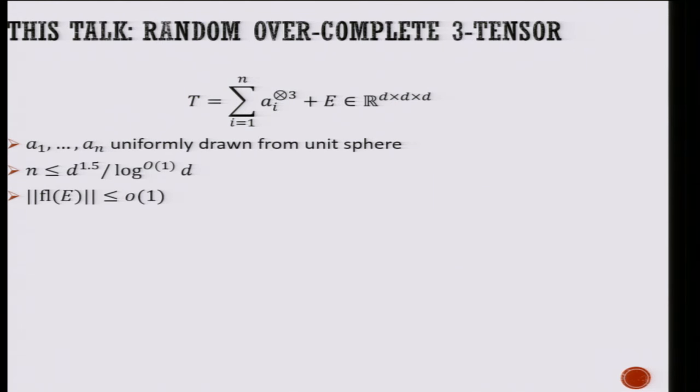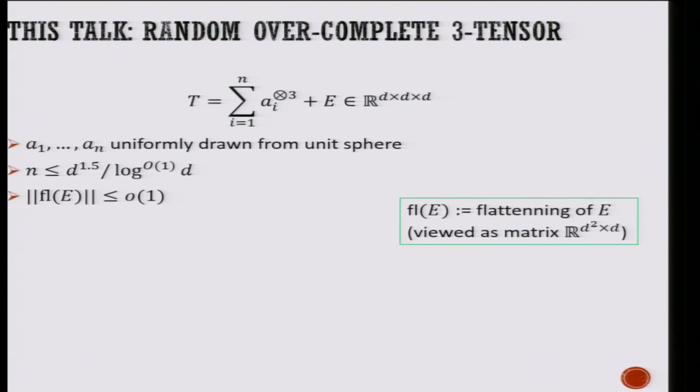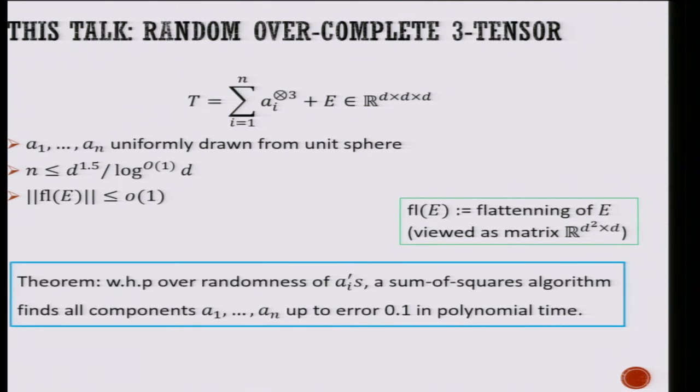This flattening of E basically just means that you view this d by d by d array as a d squared by d matrix, and you measure the operator norm. Actually, we can relax this a little bit, but it's not so important for this talk. So the theorem says that with high probability over the randomness of the a_i, our sum of squares algorithm is going to find all components a_1 to a_n up to error 0.1 in polynomial time.